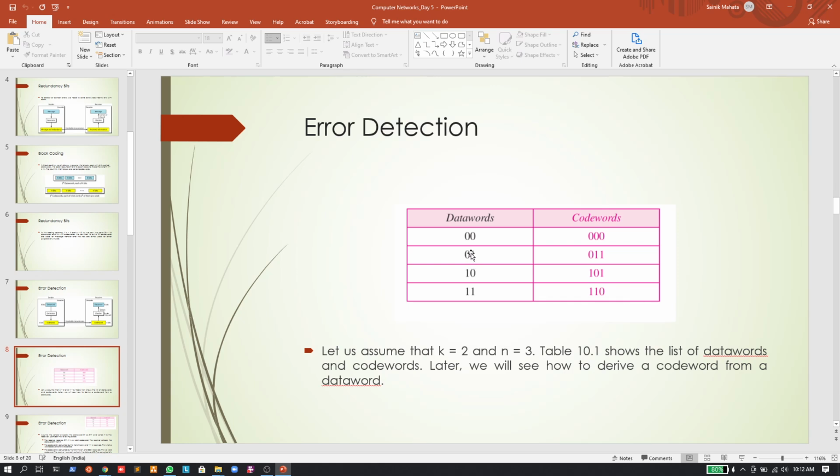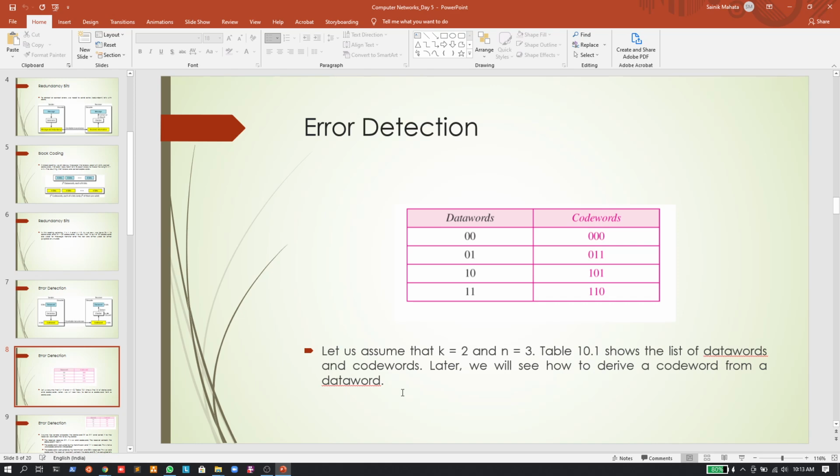So again we can see that in the data words the number of bits is 2, so k will be equal to 2, and n will be equal to 3. Which means after adding the redundant bit, there will be 3 bits in the code words. So this table shows nothing but the data words and the code words.